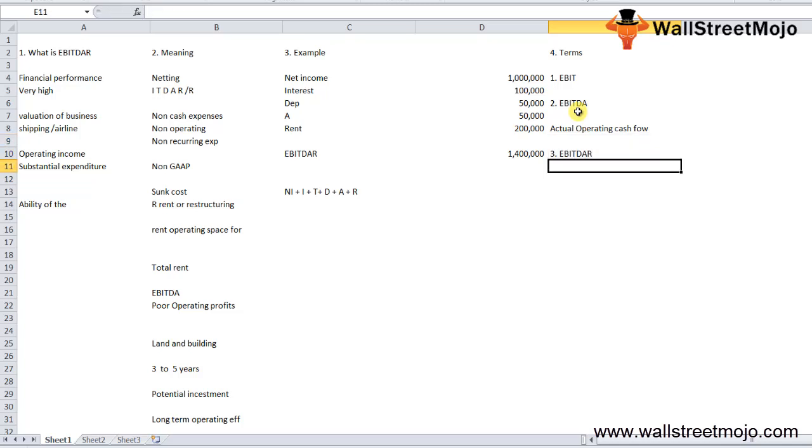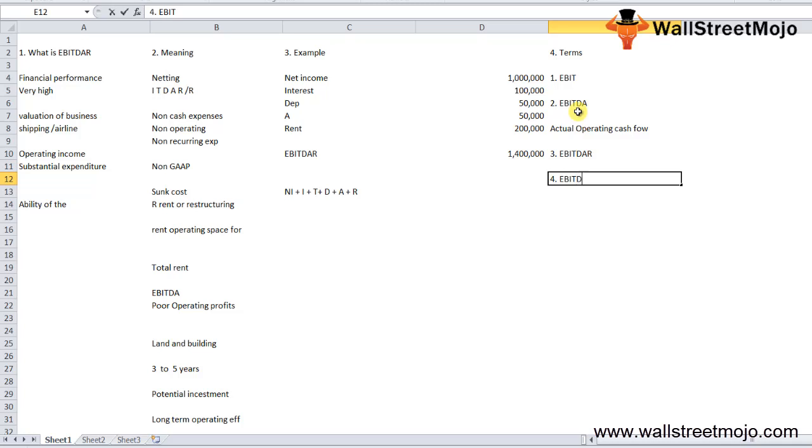Third is EBITDAR. Earnings before interest, tax, depreciation, amortization, and rent cost is a little different from the EBITDA, as it also adds back the rent or the restructuring cost to the net income along with the other components. So it is necessary to calculate the EBITDAR for every industry in which rent or restructuring cost is very high, so that the financial performance of the company can be measured with the utmost accuracy.